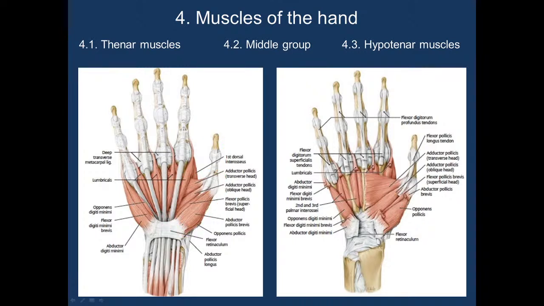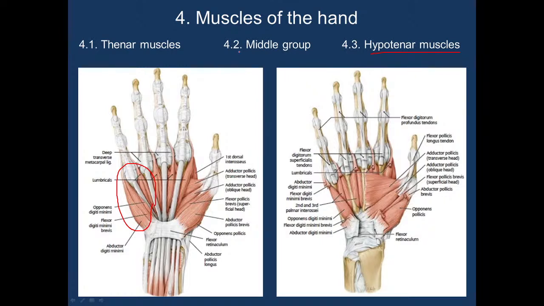Then we distinguish the medial group, and we call them hypothenar muscles. They move usually the digitus minimus, the little finger, but the hypothenar muscles are fewer than the thenar muscles.